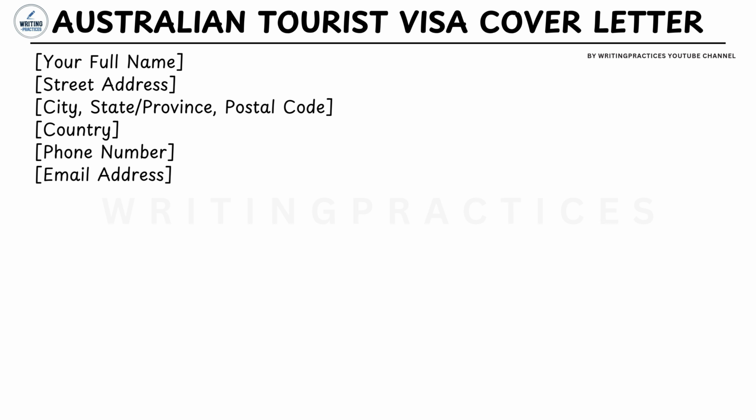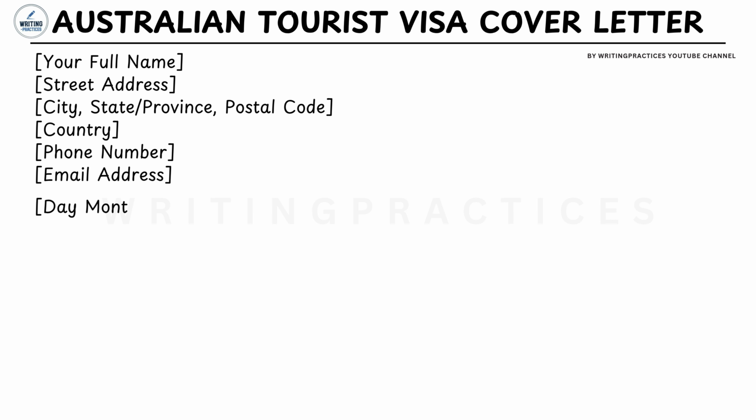emilycarter@email.com. This information is important because it identifies who is submitting the visa application and provides contact details if immigration officers need clarification. It also ensures your application is correctly linked to your personal records. Make sure your contact details match your official application documents.